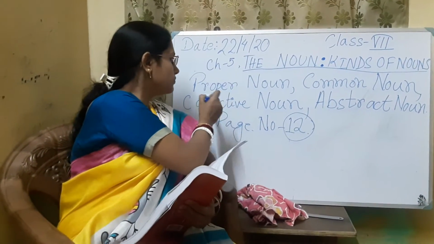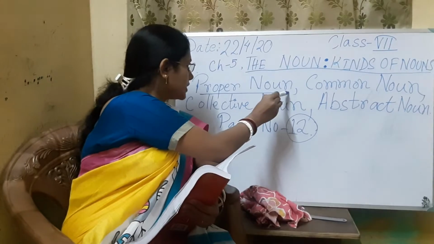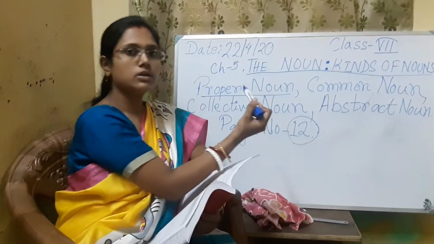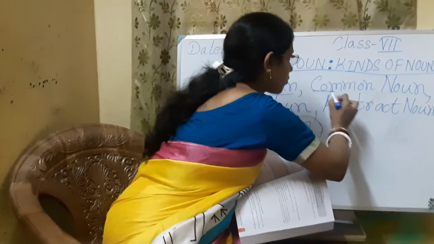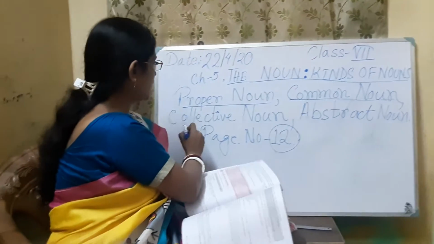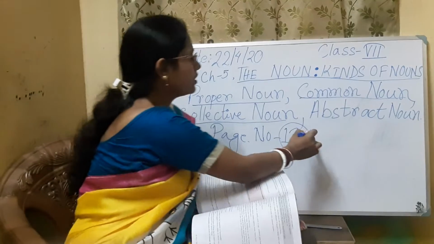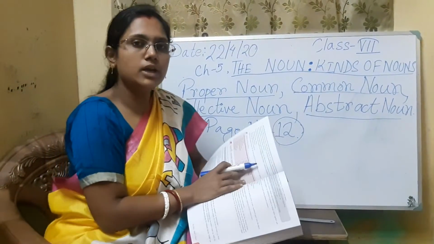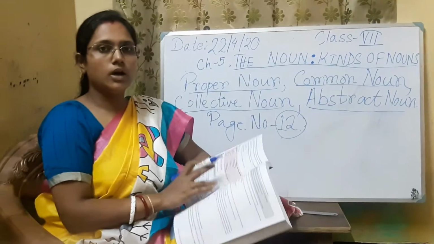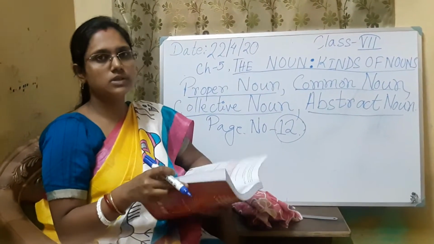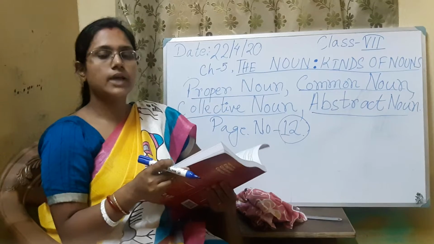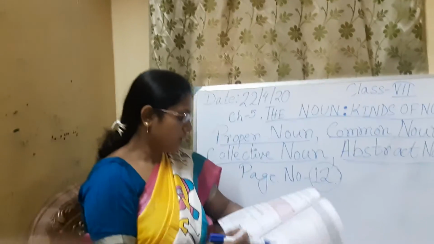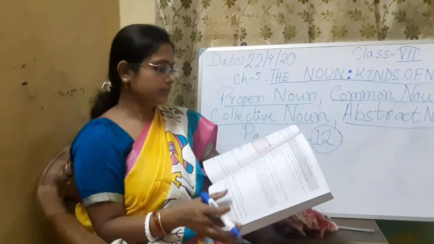The first one which you know is proper noun. Okay, look at the board. Proper noun, then common noun, then collective noun and abstract noun. So you are familiar with these nouns. A short revision we are going to do with these types of noun, and there is an exercise for these nouns. Now look at your book, everyone.